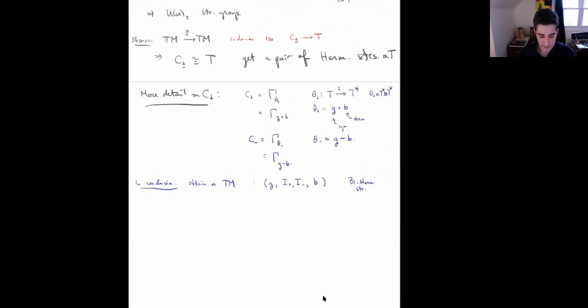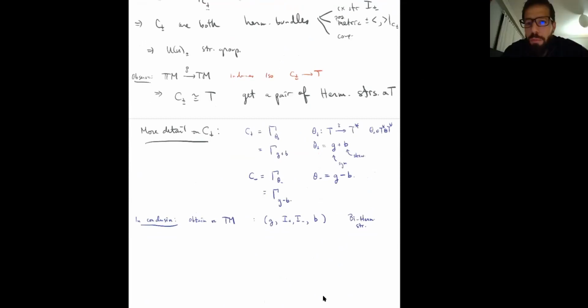Okay, and yeah. Theta minus should be minus G plus B, right? Instead of G minus B. Oh yeah, sorry, minus G plus B, sorry. I was just correcting someone else on this.